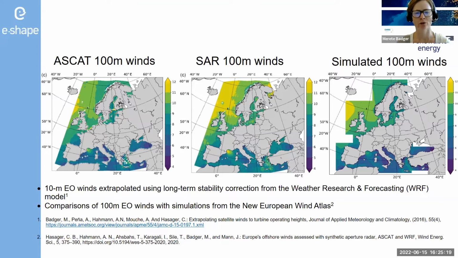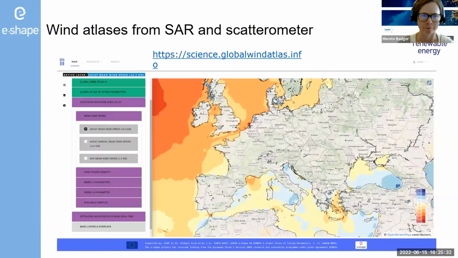Here we have used WRF model simulations to extrapolate to the 100-meter level, which is more equivalent to the height where wind turbines operate. These wind atlases, as we call them, are also available through our service. At the moment only for display, but we're planning to also make the data behind available for download.